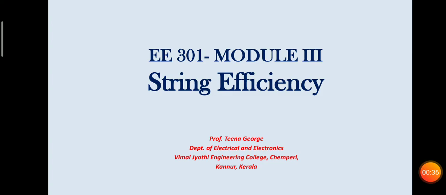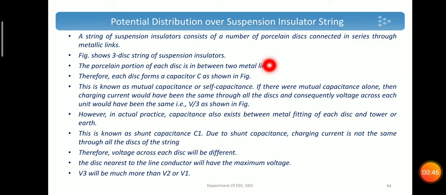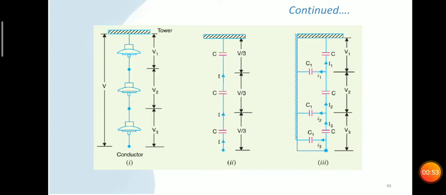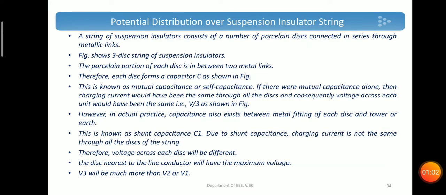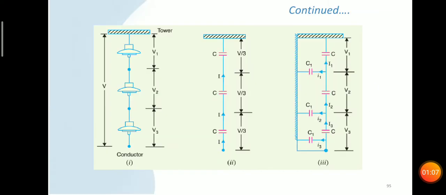In order to find out the potential distribution across each disc, we are finding out string efficiency in the case of insulators. A string of suspension insulator consists of a number of discs connected in series. The figure shows a 3-disc insulator having voltages V1, V2, V3 across each disc and the total voltage is V. It is a porcelain insulator, each disc having its mutual capacitance C.